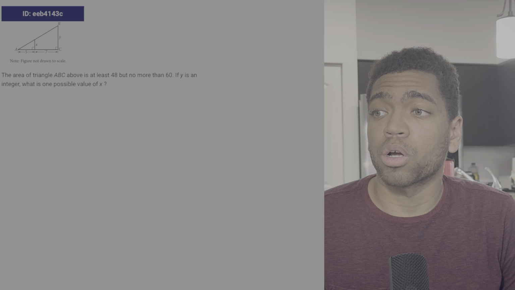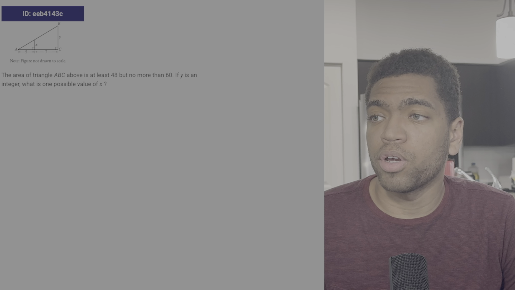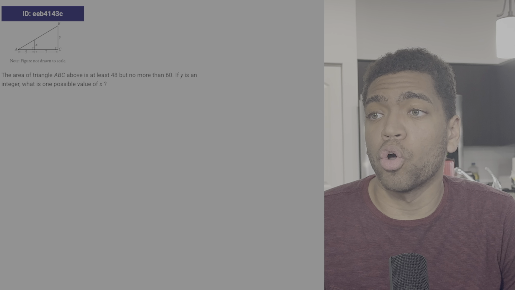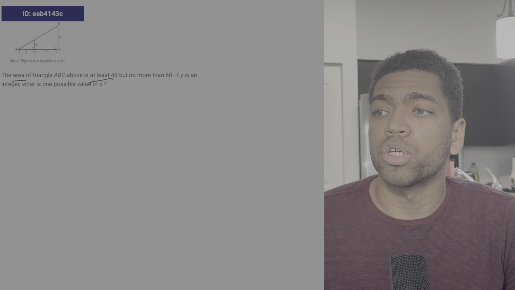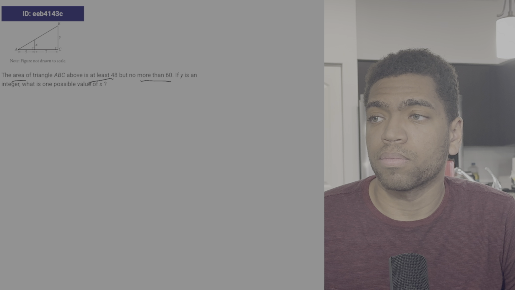Okay, so let's move on to our question two. We have the area of triangle ABC above is at least 48 degrees, but no more than 60 degrees. If y is an integer, meaning just a whole number, so not a decimal, what is one possible value of x?